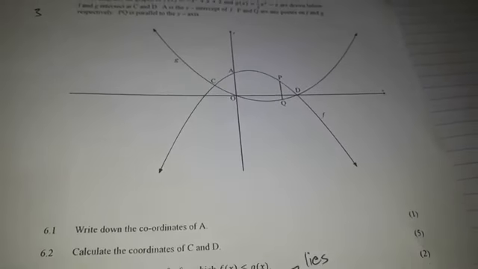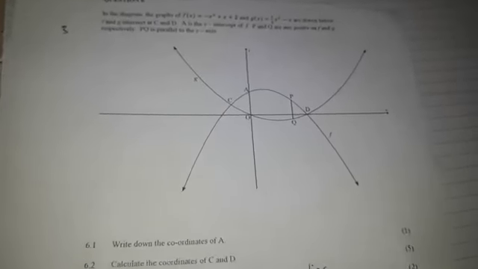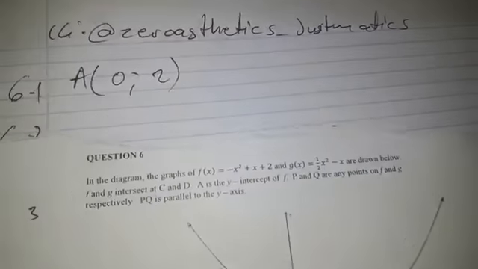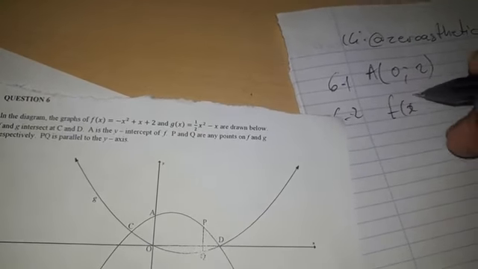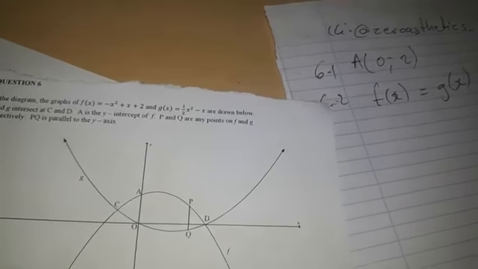So C and D are the points where the two graphs meet. That's just straightforward. It's just a matter of equating the two equations together. So we need to write down the equation of G and the equation of F. Where C and D, we said it's where the two graphs meet. So we have to equate the two equations and then just simplify.